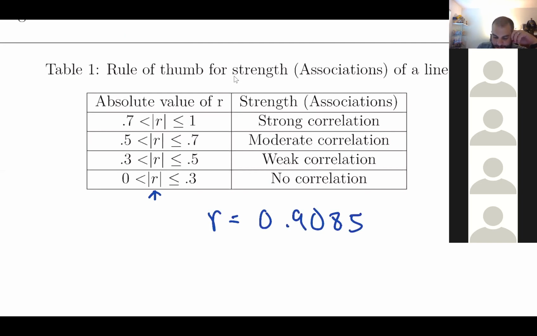So all we want to do is figure out where this value falls. Does it fall right here in A, B, C, or D? Let's do a poll real quickly. Where does that R value fall?